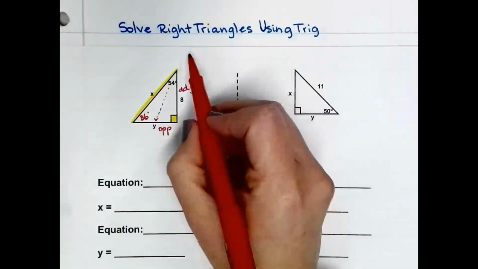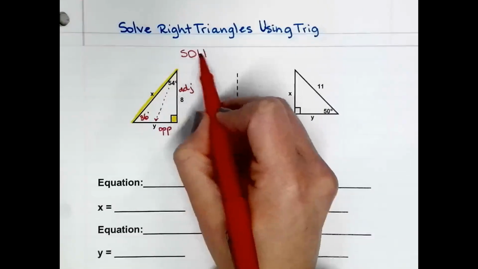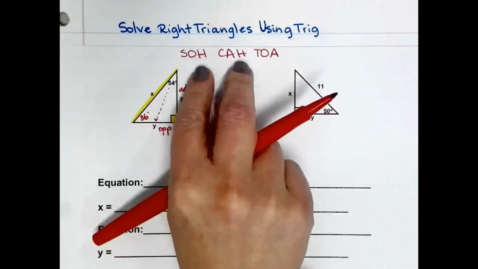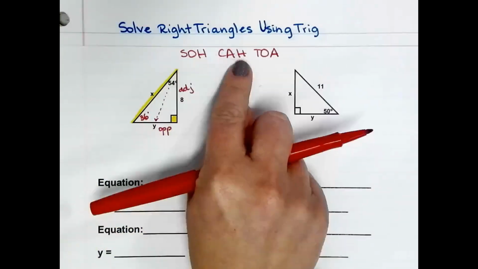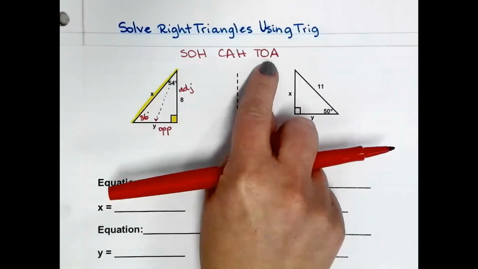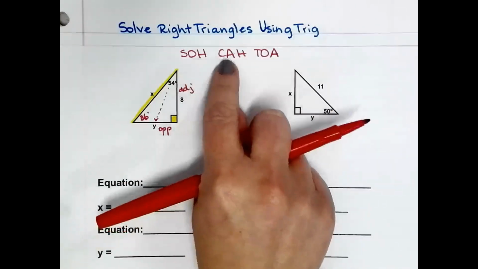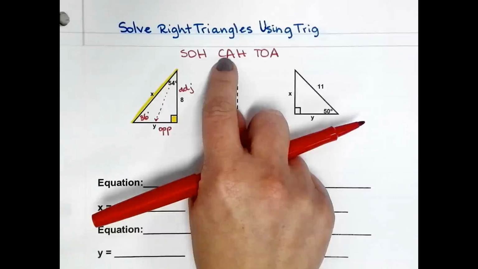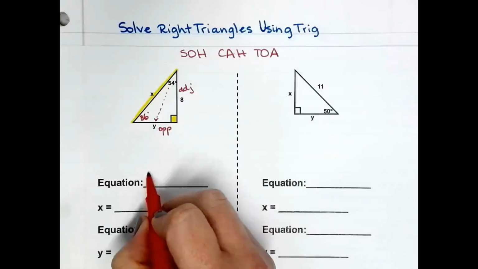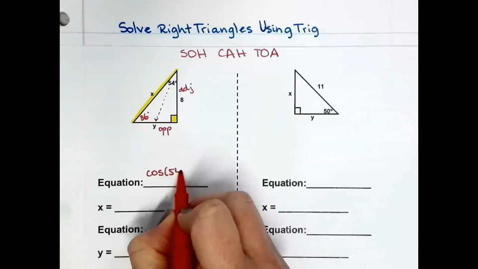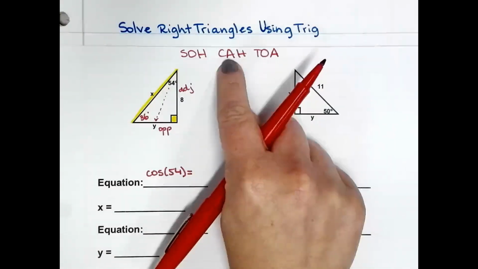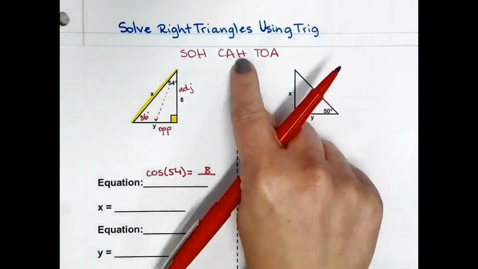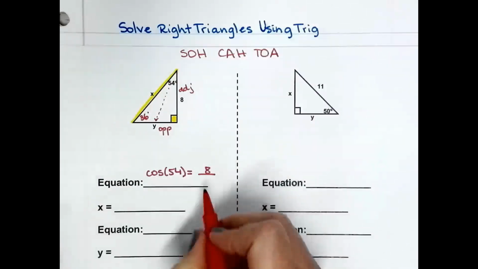So I'm going to choose from my trig functions. I have two of them that have the hypotenuse in them, so I know for sure I'm not using tangent. The one that calls for adjacent over hypotenuse is the cosine, and that's the reason I'm going to use the cosine function. So cosine of 54 degrees equals adjacent, which is 8, over the hypotenuse, which in this case is x.